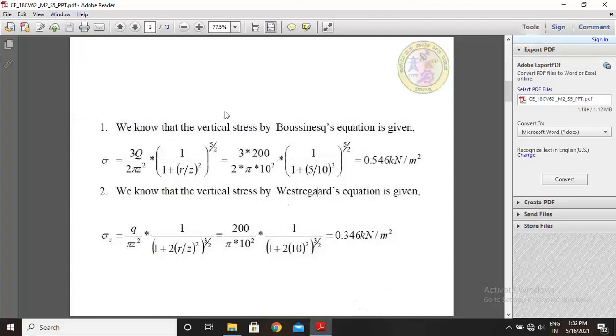We know that the vertical stress by Boussinesq's equation is given by sigma z equal to 3Q by 2 pi z square into 1 by [1 plus (r by z) square] whole to the power of 5 by 2. This is the Boussinesq equation. In this equation you substitute the values: 3 into Q is 200 divided by 2 into pi into z is 10 square into 1 by [1 plus (r is 5 by z is 10) square] to the power of 5 by 2. Answer is 0.546 kilonewton per meter square.